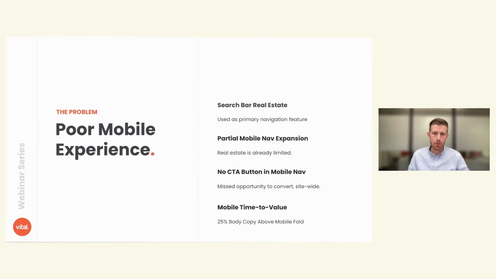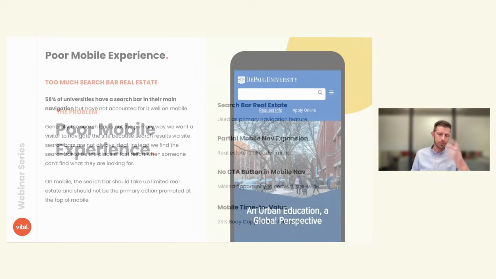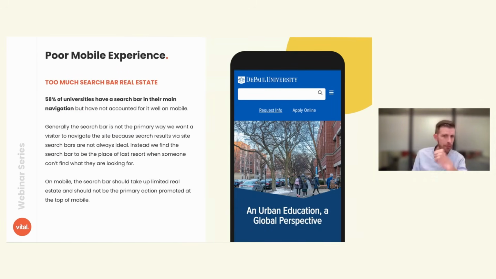Poor mobile experiences. So we have a couple different areas to talk about here, but these are easy areas to solve for the most part. And these are things that we can quickly get done to improve our mobile experience. One, in our study, we found 58% of universities have a search bar in their main nav, but they haven't necessarily accounted for it well on mobile.